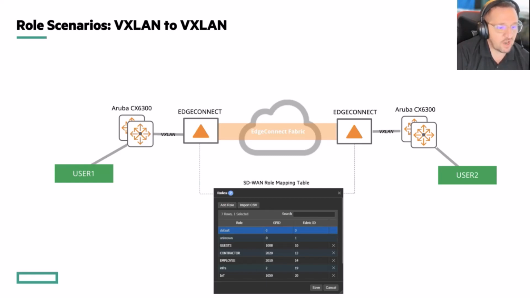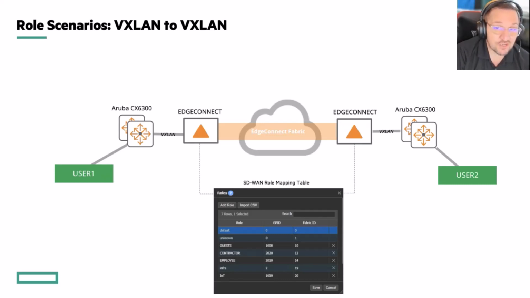Now, I've right-clicked and unhidden the fabric ID column. This column's hidden by default. You won't normally need to know this, but I want to point out what the fabric ID does, so I've unhidden it to show in these examples. So this role mapping table is being pushed to all the EdgeConnects.